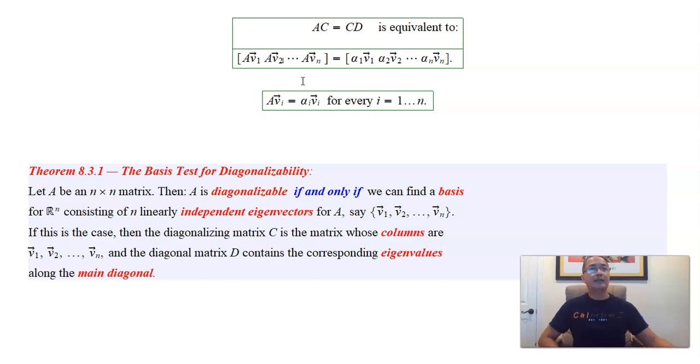Let A be an n by n matrix. Then A is diagonalizable if and only if we can find a basis for Rn consisting of n linearly independent eigenvectors for A. Let's call them V1 through Vn. If this is the case, then the diagonalizing matrix C is the matrix whose columns are V1 through Vn, and the diagonal matrix B contains the corresponding eigenvalues along the main diagonal.